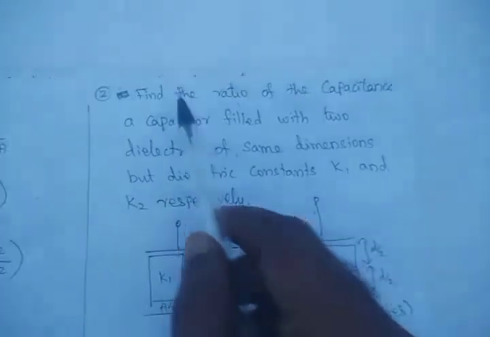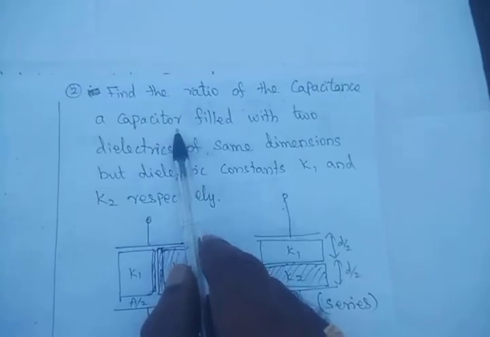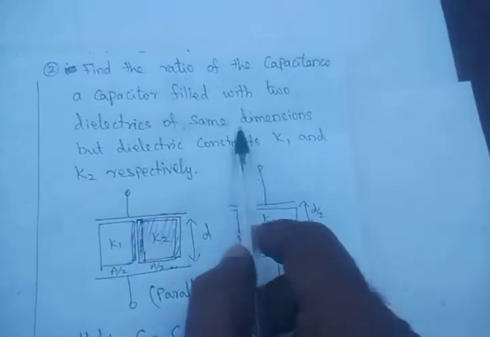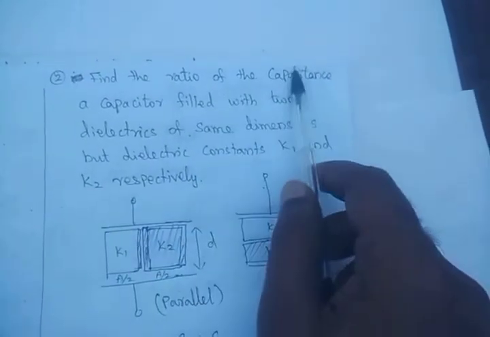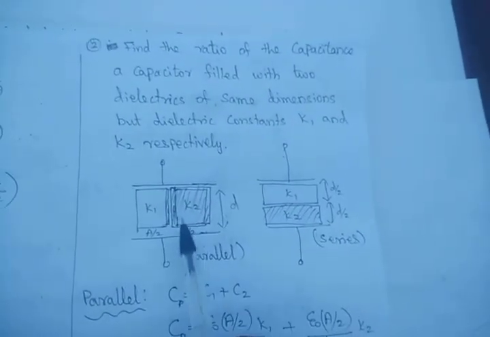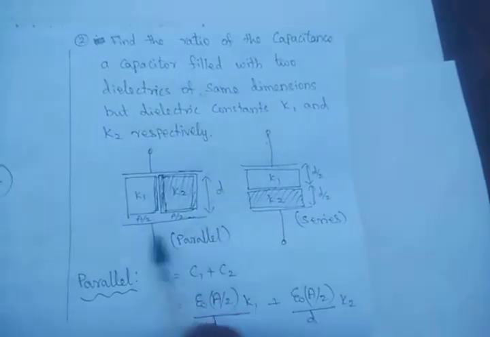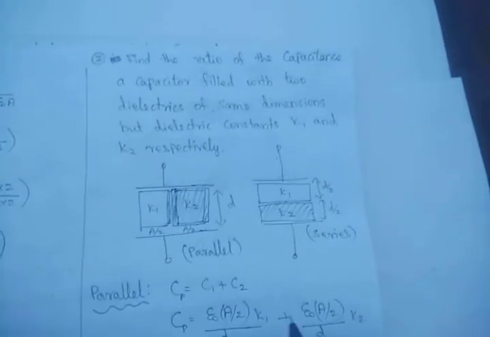Yes, dear students, we will see the next problem. Find the ratio of the capacitance of the capacitor filled with two dielectrics. There are two dielectric materials of the same dimension, but the dielectric constants are K1 and K2. We have to find the ratio of the capacitors. We may fill the two dielectrics either in parallel or in series. So we have to find the values for parallel as well as series, and then take the ratio of the two capacitance values.